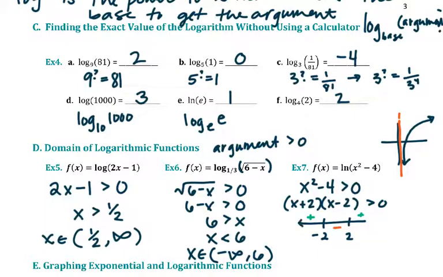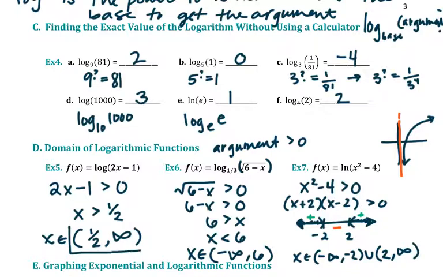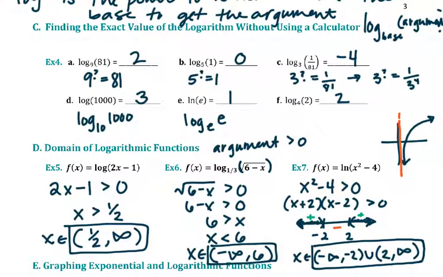Okay, so in this situation, the solution is going to be less than -2 or greater than +2, not inclusive of those values. So we'd say negative infinity to -2, union 2 to positive infinity. So my three solutions here are the intervals that I have just boxed.